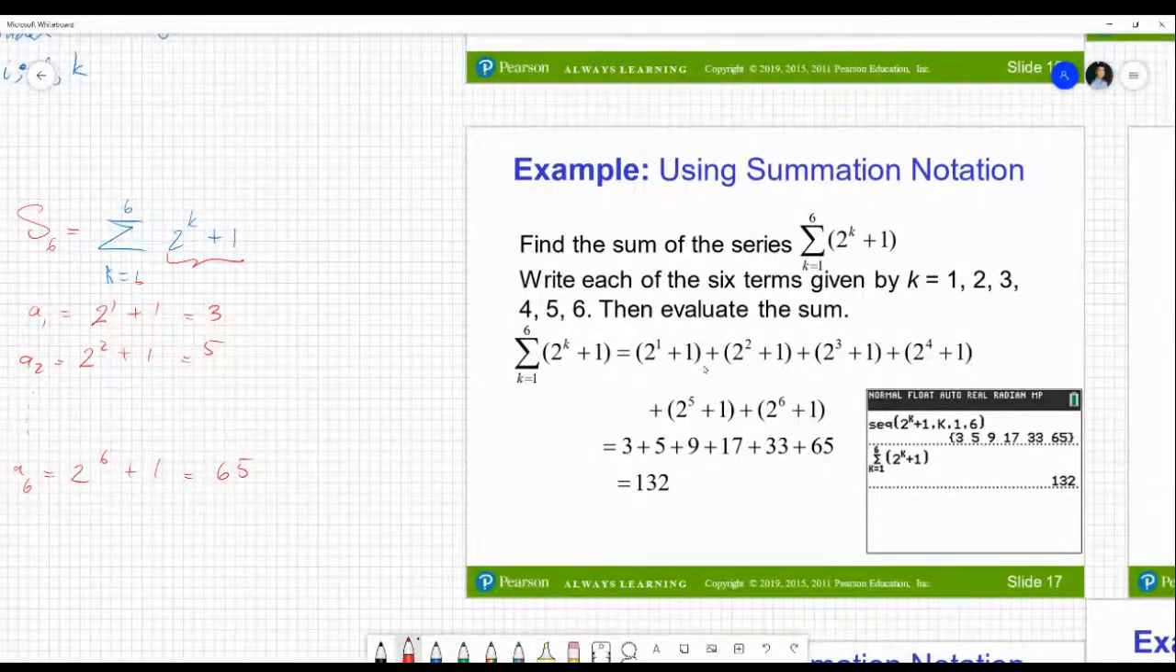Okay, so here we have all of our 6 values added together. And so that's what the summation of 6 means. We're going to take 3 plus 5 plus 9 and so forth, and we add all 6 of them together to get 132.